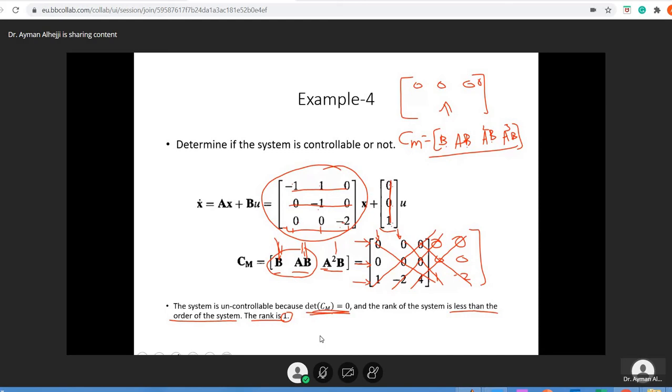In this case, once the determinant equals 0, you immediately say the system is uncontrollable. So in this example, we don't have to consume much time to build a controller, because the system itself is uncontrollable. Yes, there is another technique to make the system controllable by adding some state variables, but this is not at your level. In your course, you are committed only to identifying whether the system is controllable or not controllable.